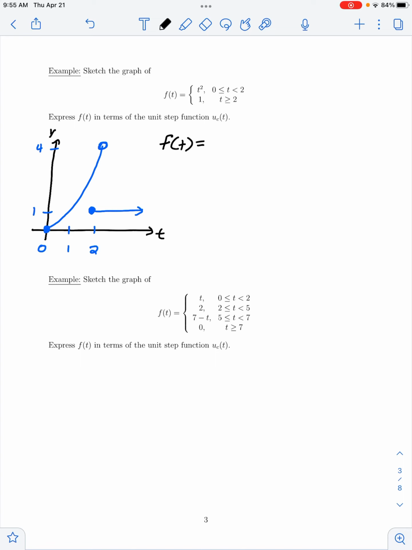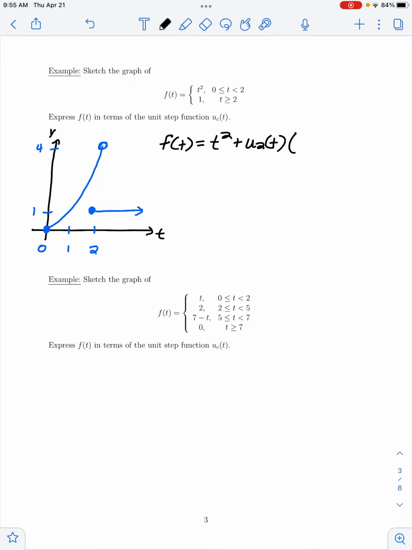So in a similar way to what we saw previously, we would start by defining f of t as its definition on the first interval. Here from 0 to 2, it's defined as t squared. And then our change in definition occurs at time 2. So to denote this jump or change in definition at time 2, I'm going to add a unit step function at time 2.